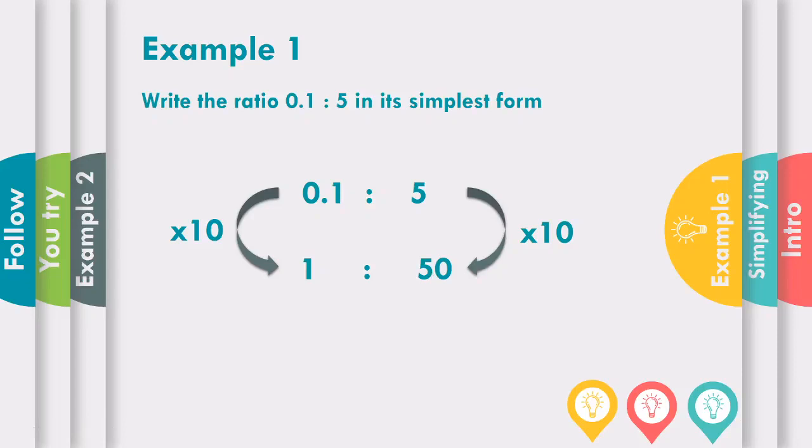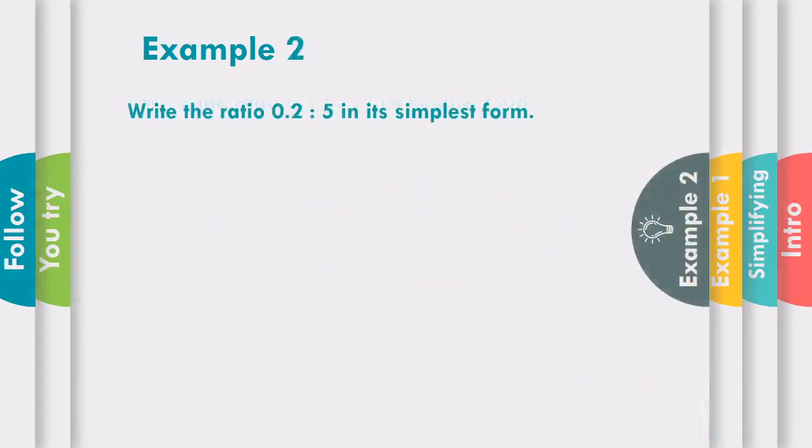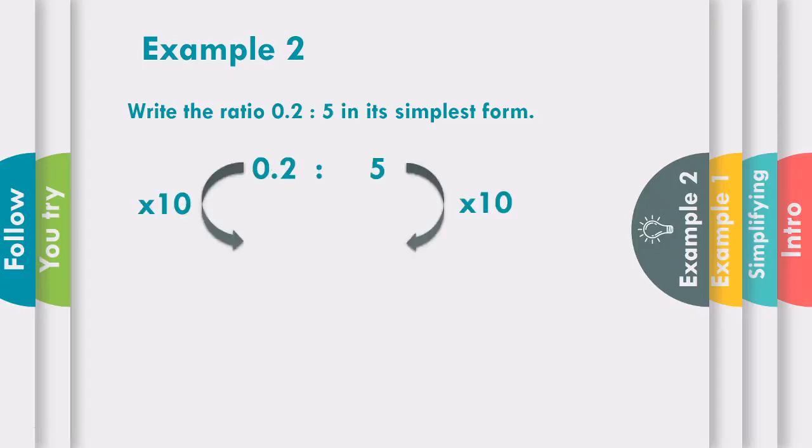But guys, it's not always like that. It's not always just a case of one step to get your final answer. So let's look at another example. We need to write the ratio 0.2 is to 5 in its simplest form. So again, we've got a decimal here. We want to get rid of that. We're going to multiply by 10 on each side, and it's going to give us 2 is to 50.